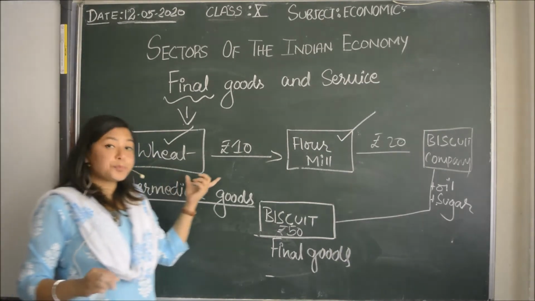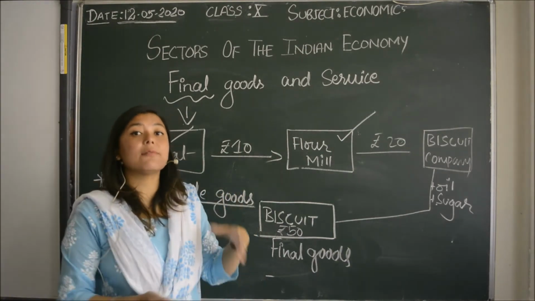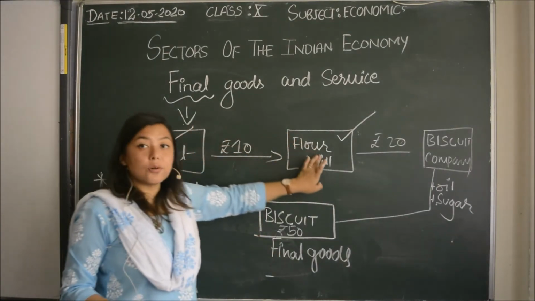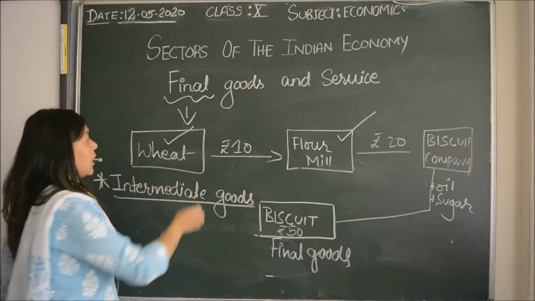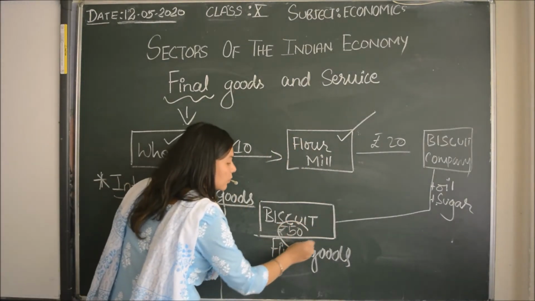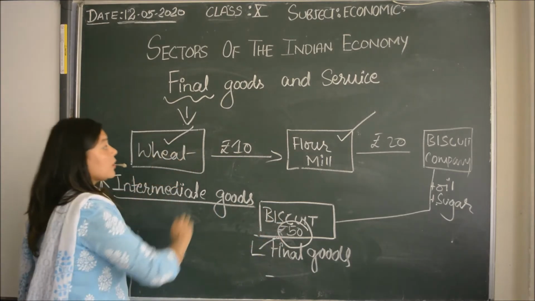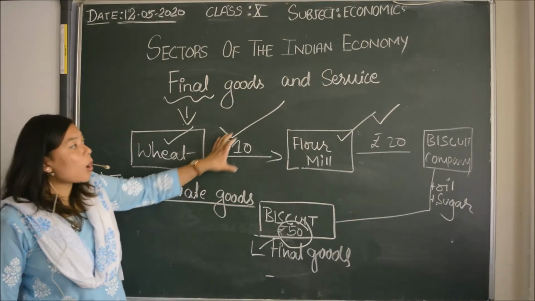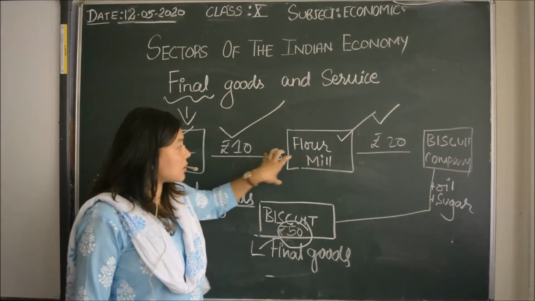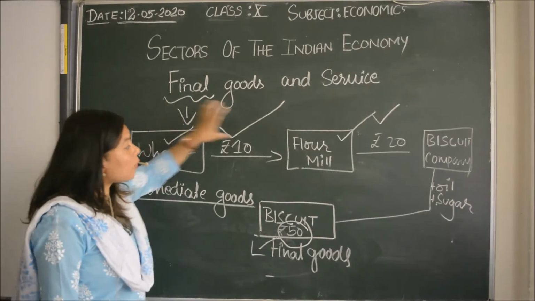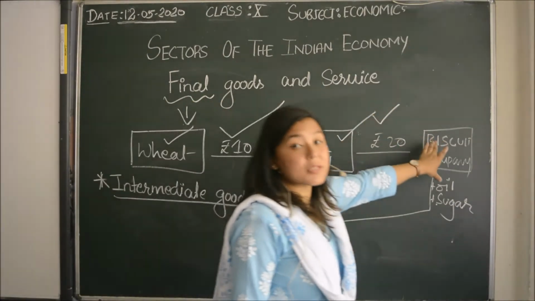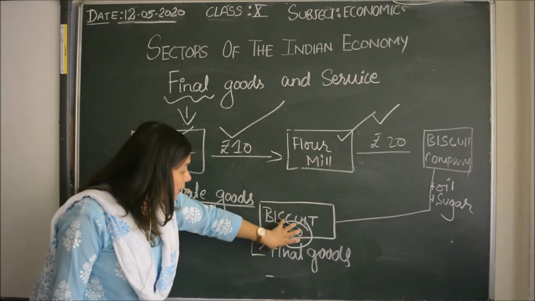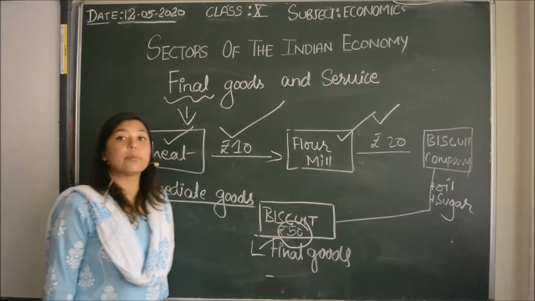So while adding towards the economy, only the value of final goods will be added, but the value of intermediate goods will not be added. Only this rupees 50 will be added towards the economy, but this one will not be added. Why? Because it has already been added. It has gone through the process. The farmer sold to the flour mill, the flour mill sold to the biscuit company, the biscuit company also kept some profit, and at last the final product is sold at rupees 50.